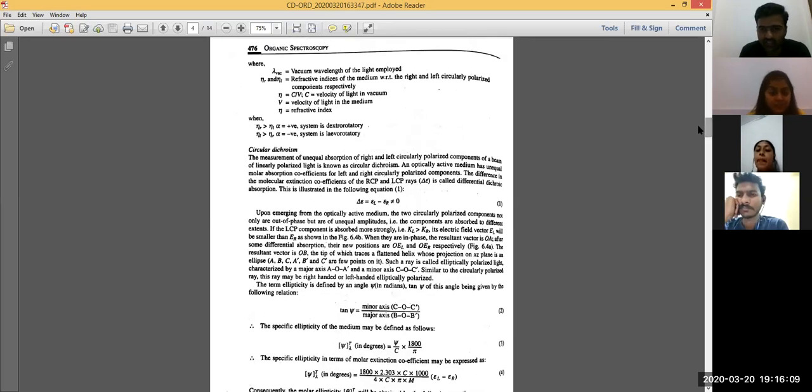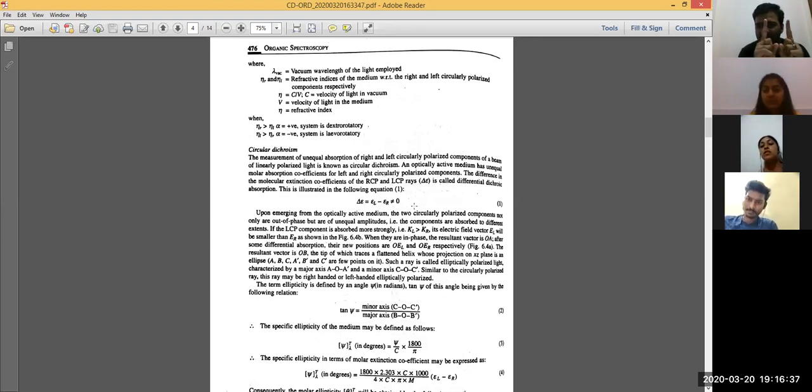Okay. Moving down, then you have circular dichroism. Circular dichroism is given as delta epsilon, which is nothing but epsilon L minus epsilon R, and this should not be equal to zero. In a chiral medium, the absorption of left and right circularly polarized light is not the same, and therefore the difference will not be zero.